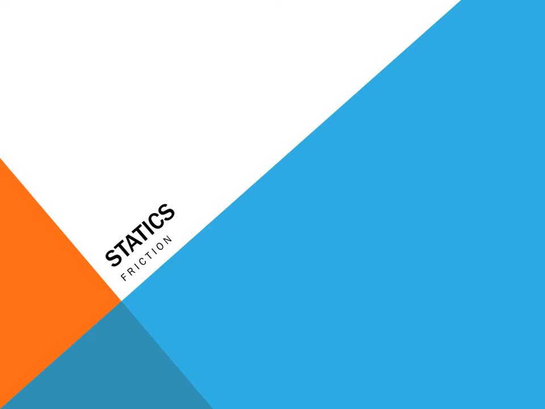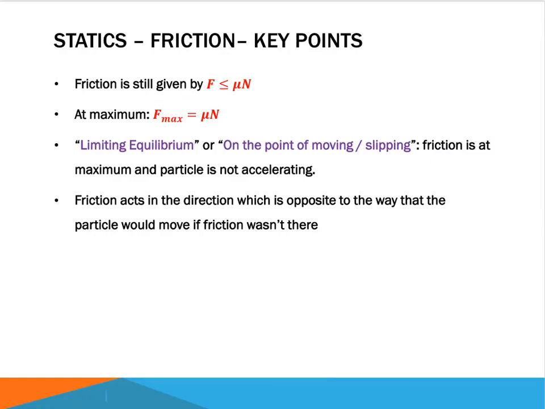So we're now on to our last unit in statics, which is on the subject of friction, similar to dynamics. So, key points to start off with. Friction is still given by exactly the same formula as it was before. Note the use of the less than sign. Obviously, friction doesn't always have to be at its maximum. At its maximum, it's still given by exactly the same formula. Mu is the coefficient, n is the normal.